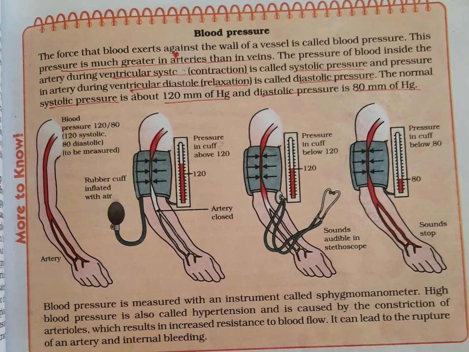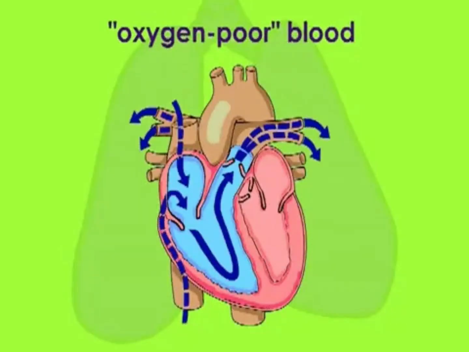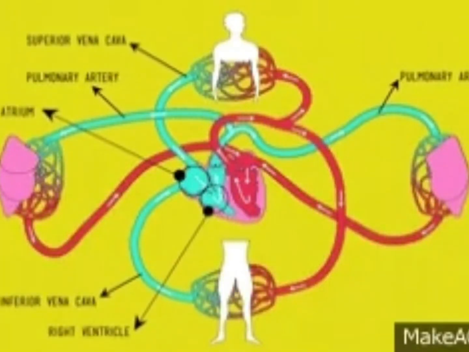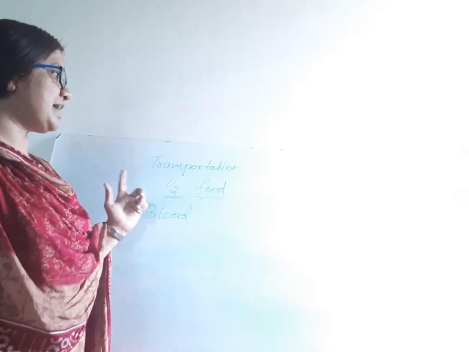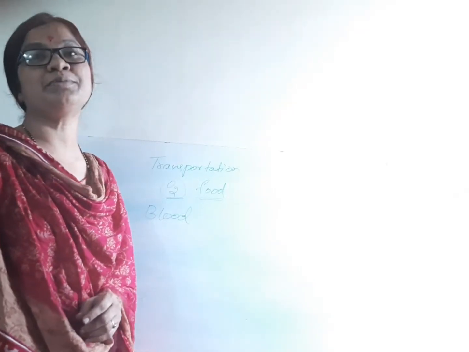A sphygmomanometer is a device used to check blood pressure. See how the impure blood is transported to the lungs, and from the lungs the blood is collected into the heart. We are going to study transportation in human beings.